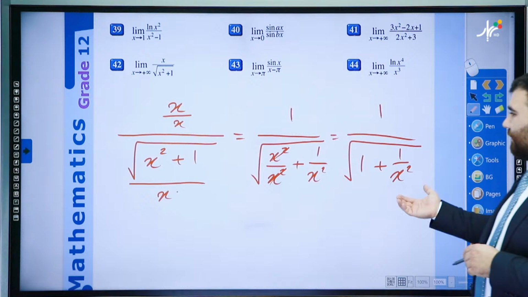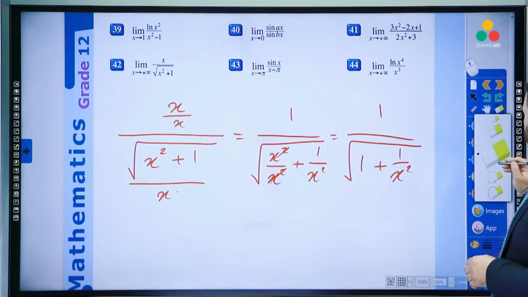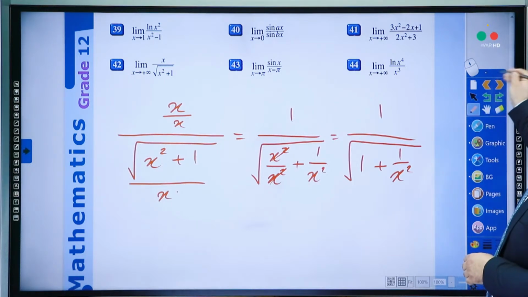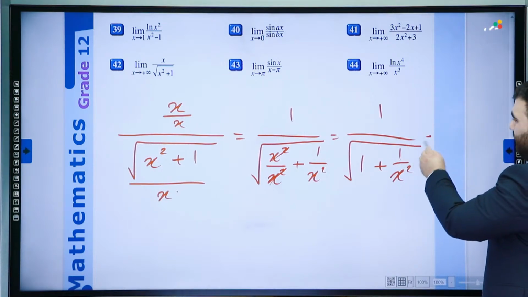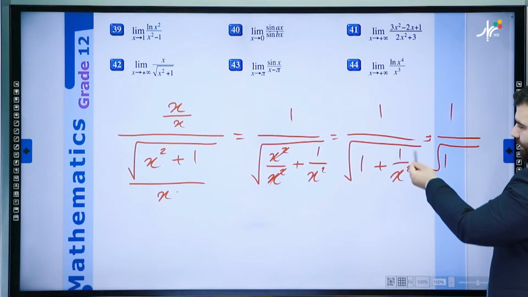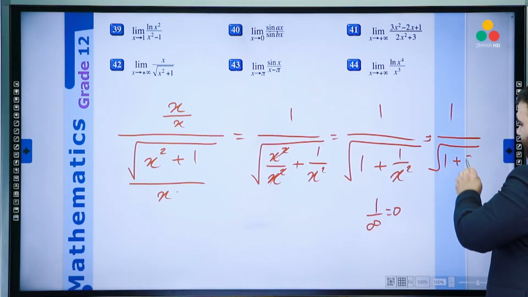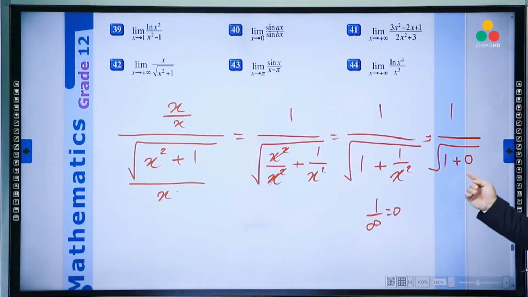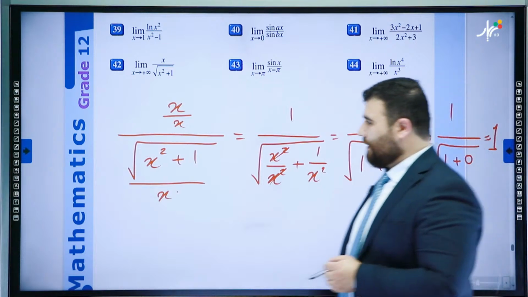Now after simplifying the function, I have this. Now I do the limit for this. If I do the limit for this one, replacing x with infinity, up will be 1. It has no problem. Down will be square root 1, and this part will be 1 over infinity. And 1 over infinity is 0, so it's over 0. Now, 1 plus 0, 1. Square root 1, 1. 1 divided by 1 is 1. At the end, the answer of question 42 is 1. And that's how we do it.